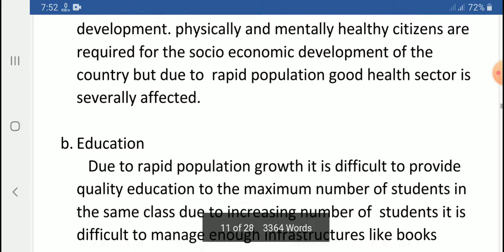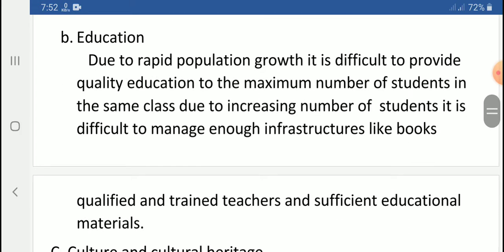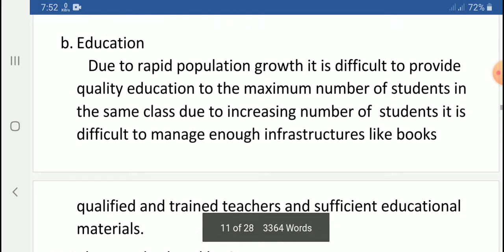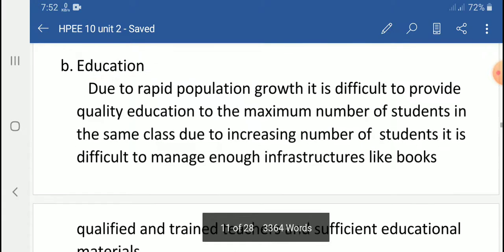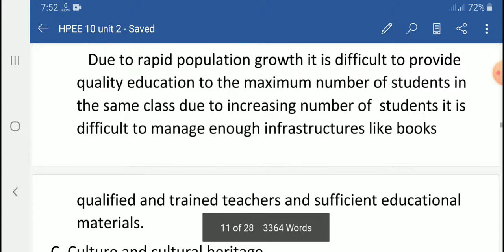Yes, so similarly, education is also affected due to rapid population growth. The number of school going children are increasing day by day because of rapid population growth, and it is difficult to provide quality education to maximum number of students in the same class. Moreover, it is difficult to manage the infrastructure, textbook, qualified and trained teachers, and other sufficient educational materials, and it's really difficult to set up all the infrastructures required for the growing population by the government in case of the developing country like ours. Yes, so education field is also affected due to rapid population growth.